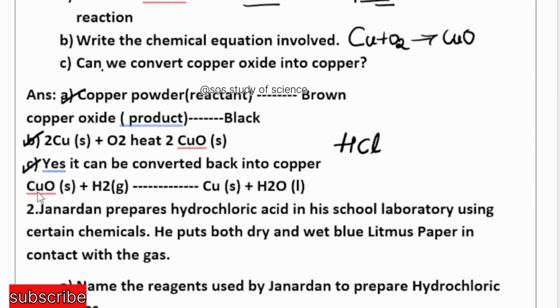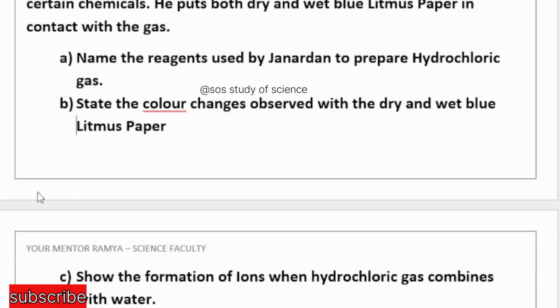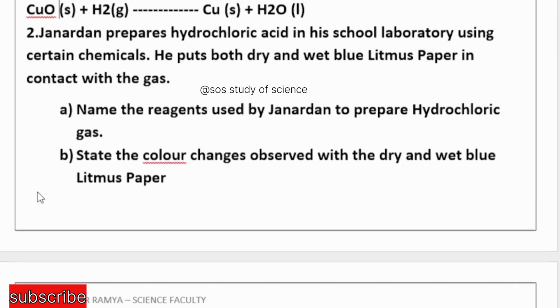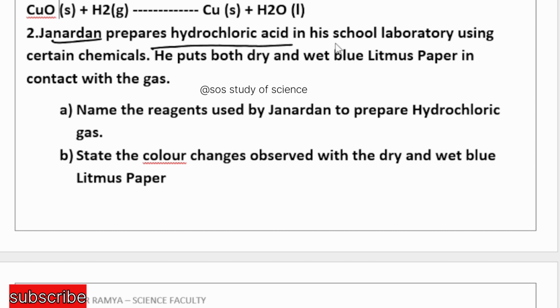Let us now focus on the next question, that is question number 2. Question number 2 is, my dear students, Janardhan prepares hydrochloric acid in his school laboratory by using certain chemicals. Janardhan has prepared the hydrochloric acid.